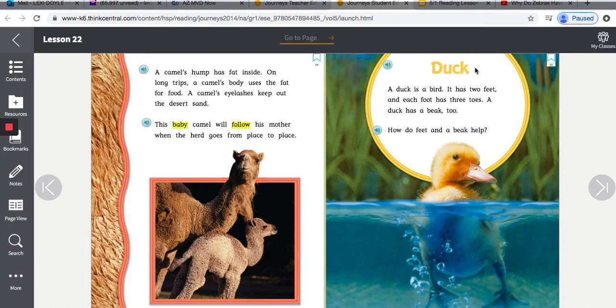Duck. A duck is a bird. It has 2 feet, and each foot has 3 toes. A duck has a beak, too. How do feet and a beak help? Again, try and guess, why do feet and a beak on ducks help them?